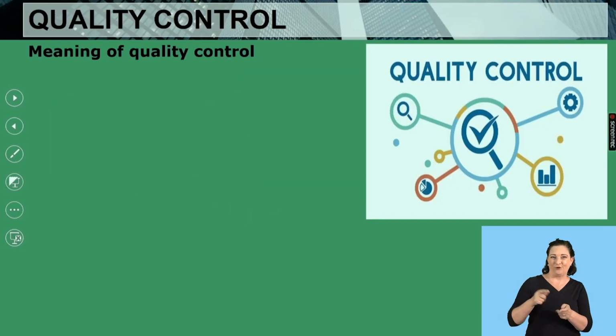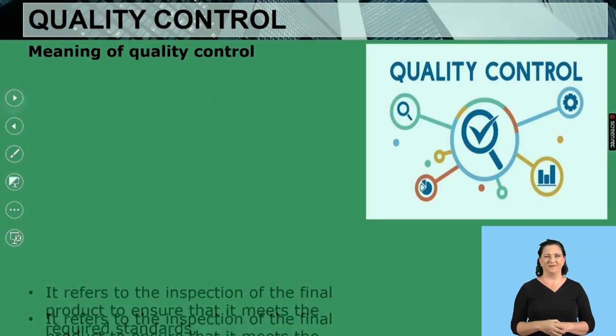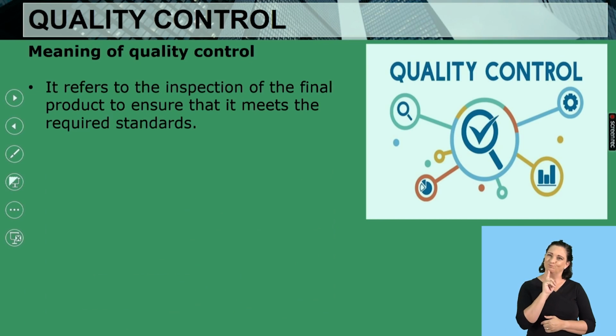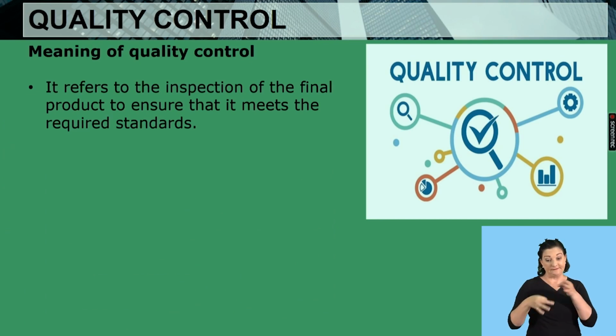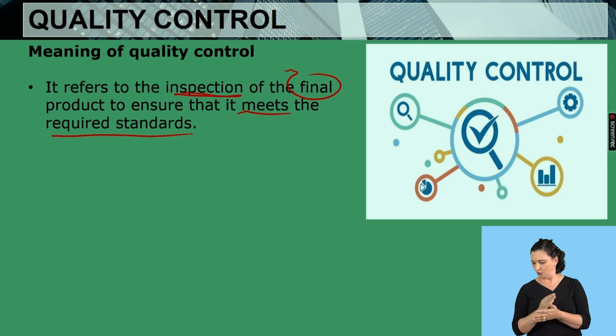Our first concept is called quality control. Now, what is this quality control that we are talking about? It is defined as the inspection of the final product to ensure that it meets the required standards.